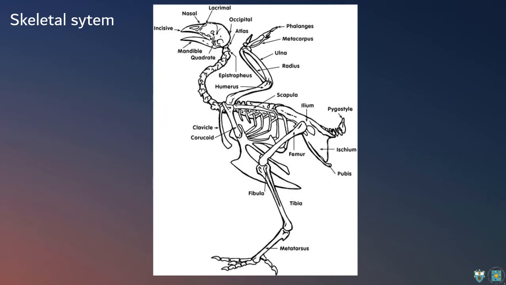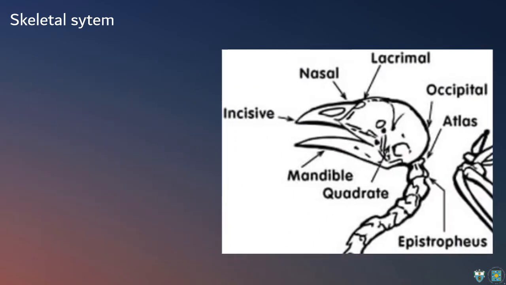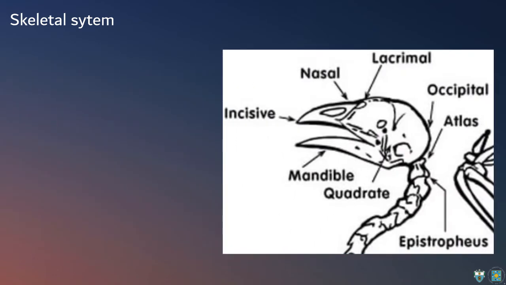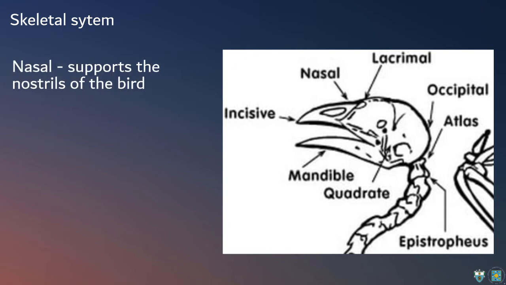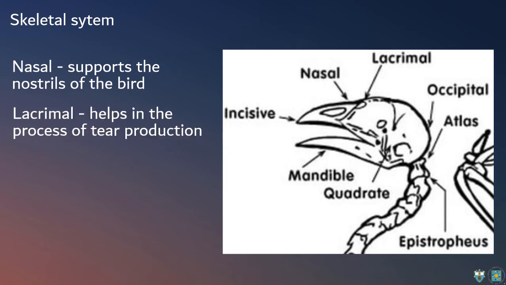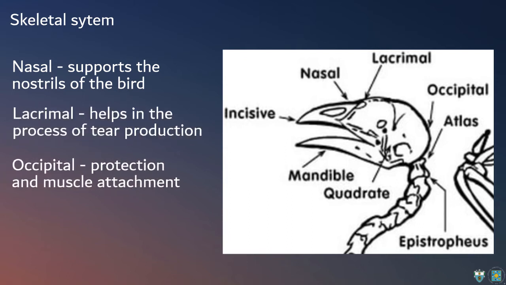Okay, first let's talk about the skeletal parts of the head and neck of our specimen. We have the following: nasal, lacrimal, occipital, atlas, incisive, mandible, quadrate, and epistropheus. Nasal is the one that supports the nose, the nostrils of the bird. Lacrimal helps with the process of tear production. The occipital performs as a protection and muscle attachment to the skull. Atlas is responsible for the head rotation and nodding.